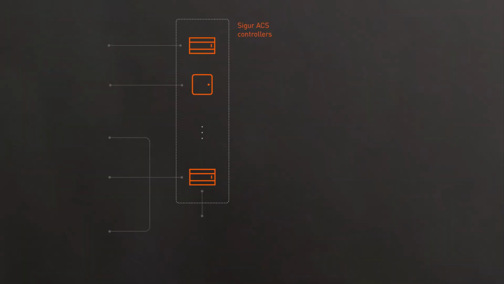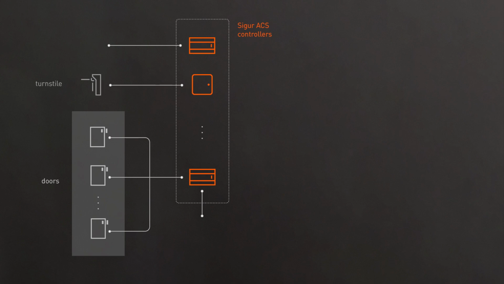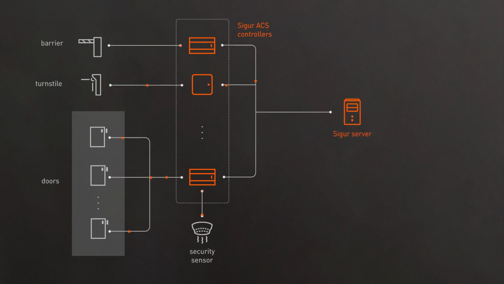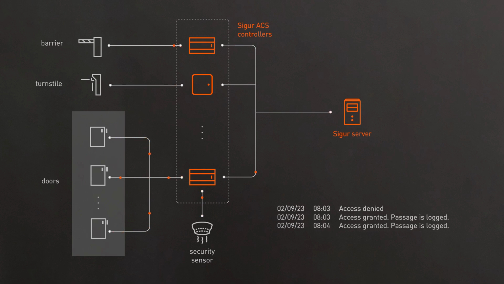Hello! Today we will talk about how to add the Sigur software to the new controller. The Sigur controller restricts access through entry points by managing actuators such as doors, turnstiles, and barriers. It then transmits information about ongoing events to the system. These can include authorized or unauthorized entries, breaches, fire alarms, etc.